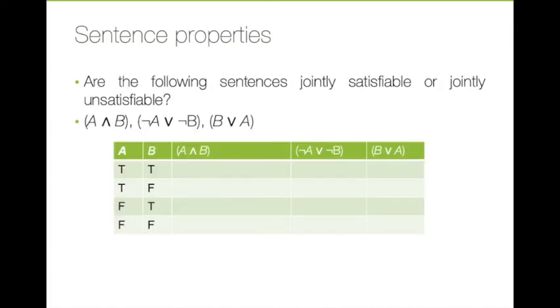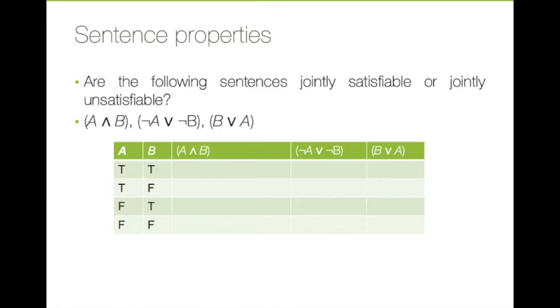So let's look at an example to see what it means to say, are all of these sentences true together or not? So the example is, are the following sentences jointly satisfiable or jointly unsatisfiable? And here we have a list of three sentences: A and B, not A or not B, and B or A. So the commas there separate three distinct sentences of truth functional logic.